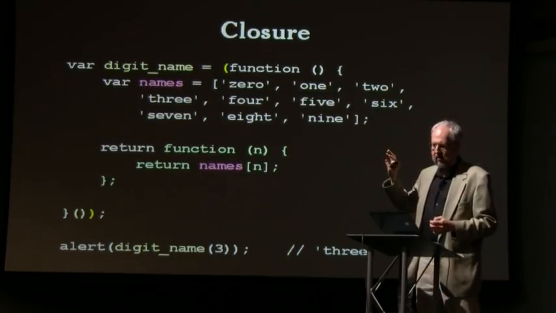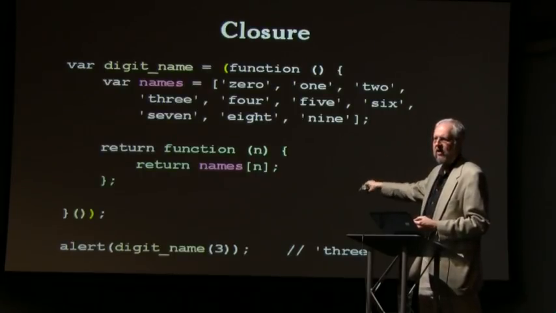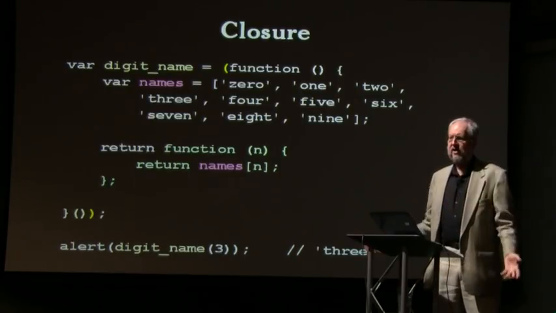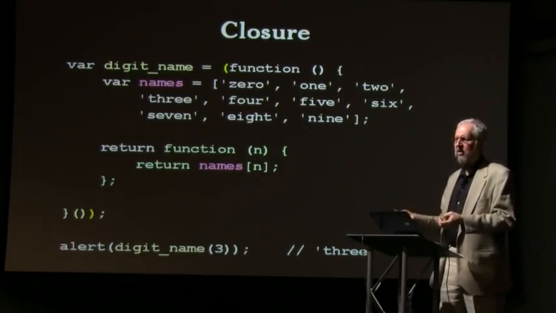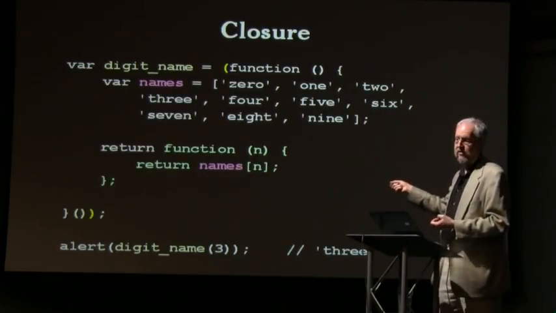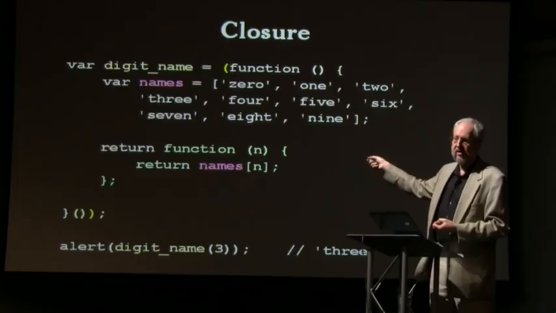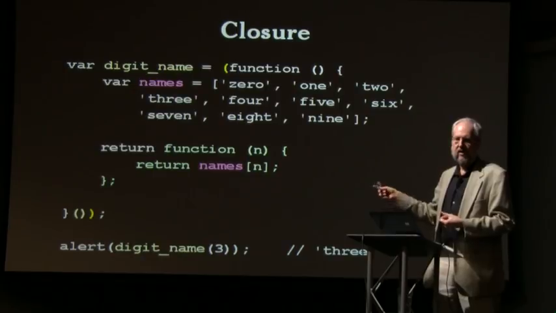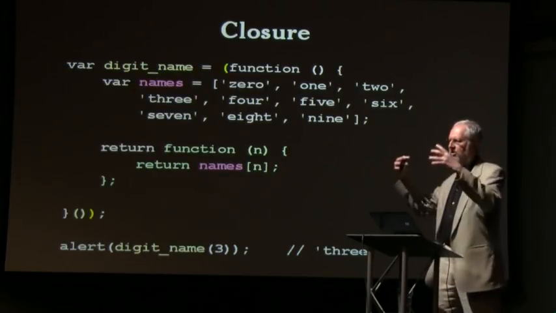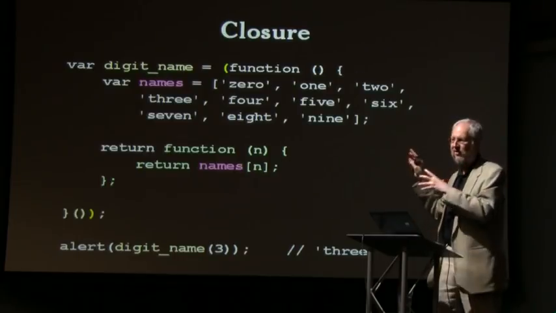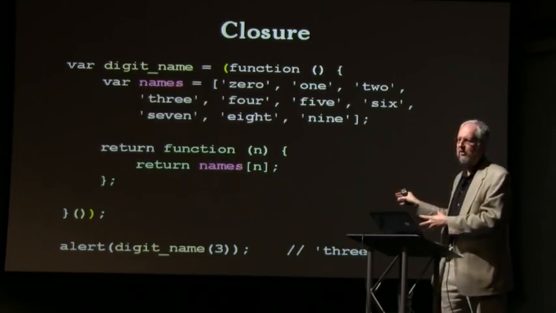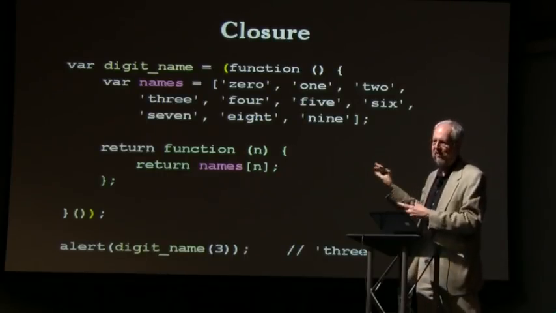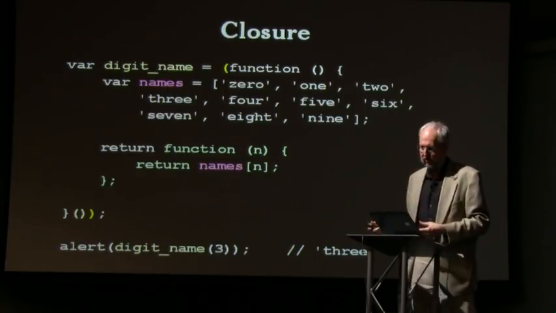So we assign the return value of the outer function to digit name. The outer function has now returned. Digit name now contains a function, which is the green function, and that green function still has access to names, even though names is a private variable of a function that's already returned. That's closure. That one function closes over the variables of another function. And this turns out to be one of the most important features in JavaScript. This is the thing that it got amazingly right. And this is the thing that makes JavaScript one of the world's brilliant programming languages.